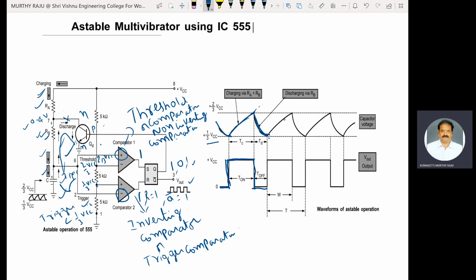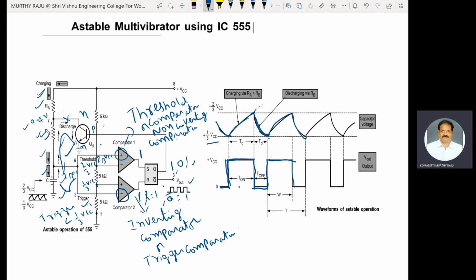Again, the capacitor charges like that. Whenever Q dash is high, the transistor QD is driven into cutoff mode, disconnected from the seventh pin. Again, the capacitor is charged through RA and RB resistances with the help of VCC. This is the charging and discharging, like that.